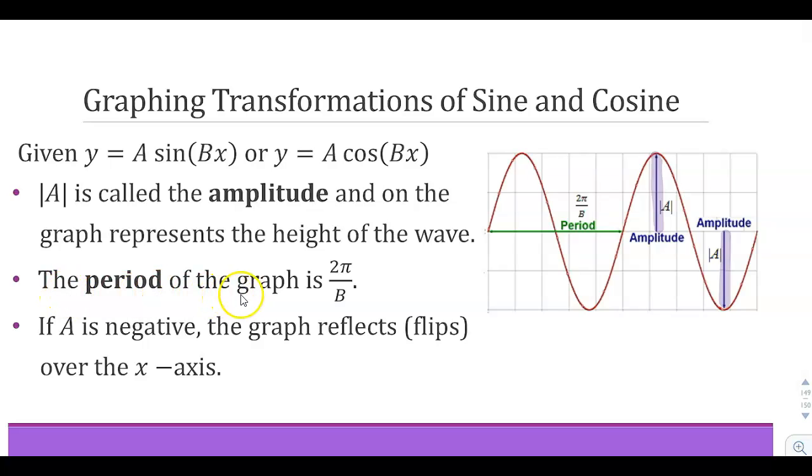And the period of the graph is 2 pi over b. So that's the formula for finding the period. So that's when I have a value here in front of x, a number other than 1, and then we have 2 pi over that number. So the period formula is 2 pi over b, and that's 1 full wavelength. And if a is a negative value, then the graph reflects or flips over the x-axis. So if a is a negative value, then the whole graph is going to flip over the x-axis.